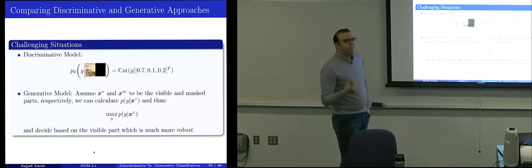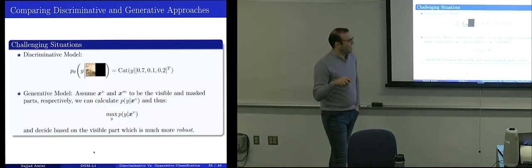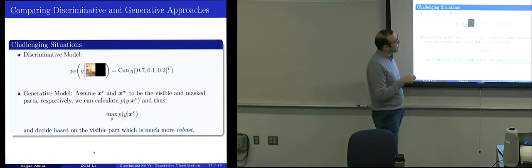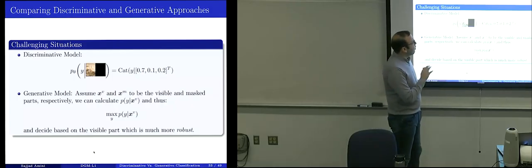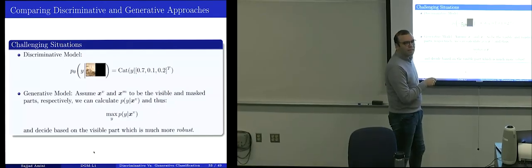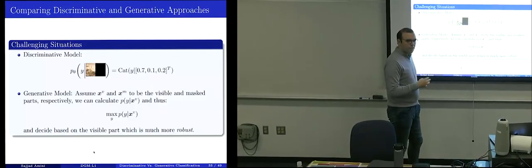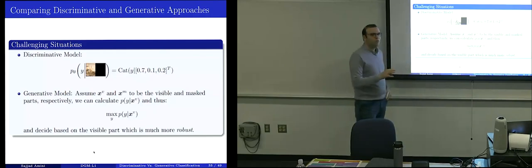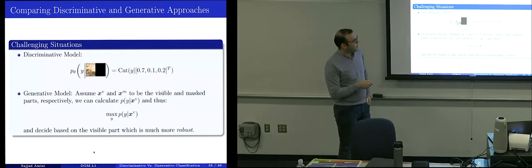But what happens when you use a generative model? When you use a generative model, you can easily partition your images into two parts. One part is the visible part, one part is the masked part. This is what we can do at the end of this class, but I want to give you intuition how it works. I can partition the image into two parts. The first part is the visible, the second is the masked part, and I can generate this distribution.